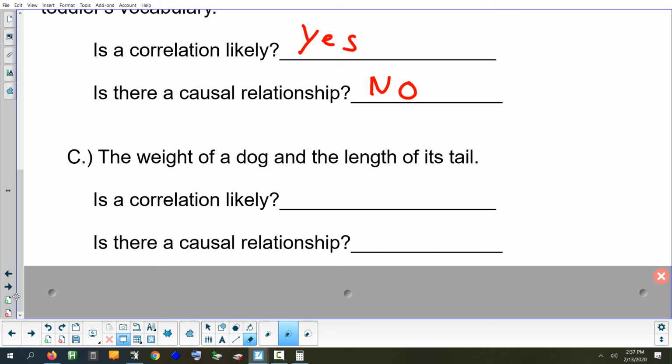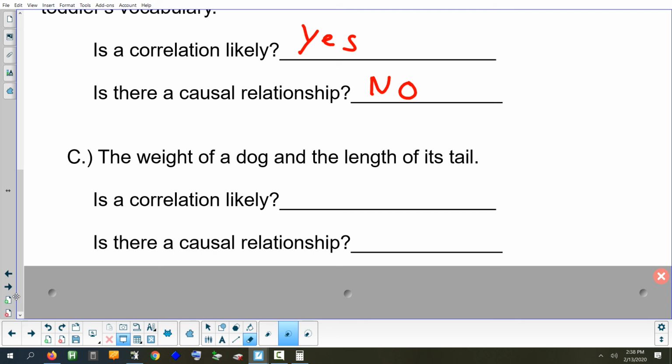What about if it was a different breed of dog though? It might have a shorter tail. Well, it's just in general. Does the weight of a dog necessarily tell you how long of a tail it's going to have? Oh, no, wait. I thought it was asking if the length of the tail affected the weight.